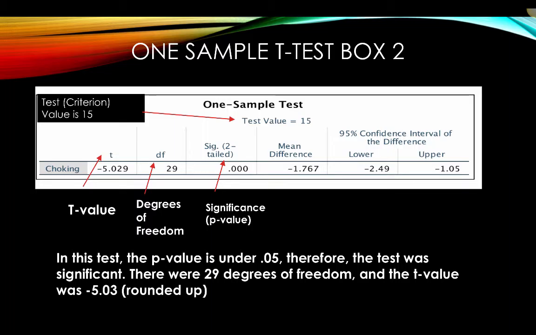Okay, significance is what we look at. Anything below 0.05 is significant, anything above is not. In this test, the p-value is under 0.05, therefore the test was significant. There were 29 degrees of freedom, and the t-value was negative 5.03 rounded. These are all the important things that you need to know for the test box, for the one sample t-test boxes.